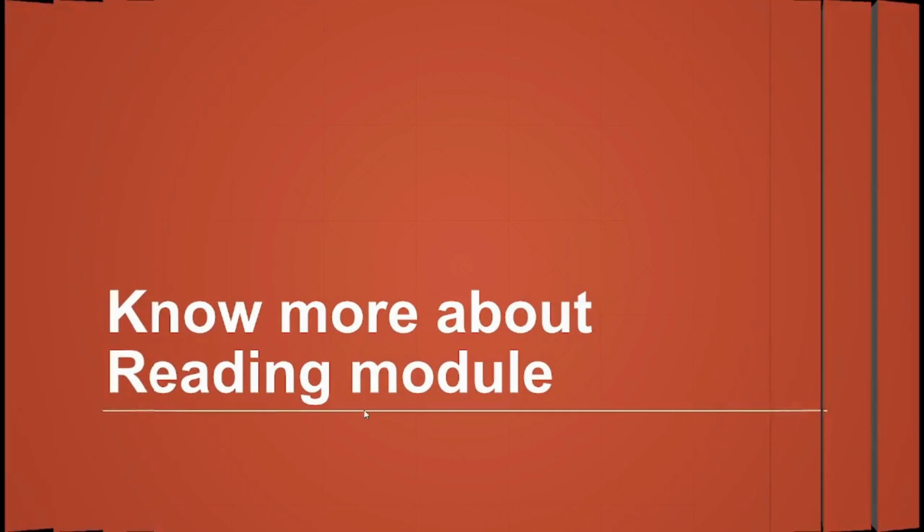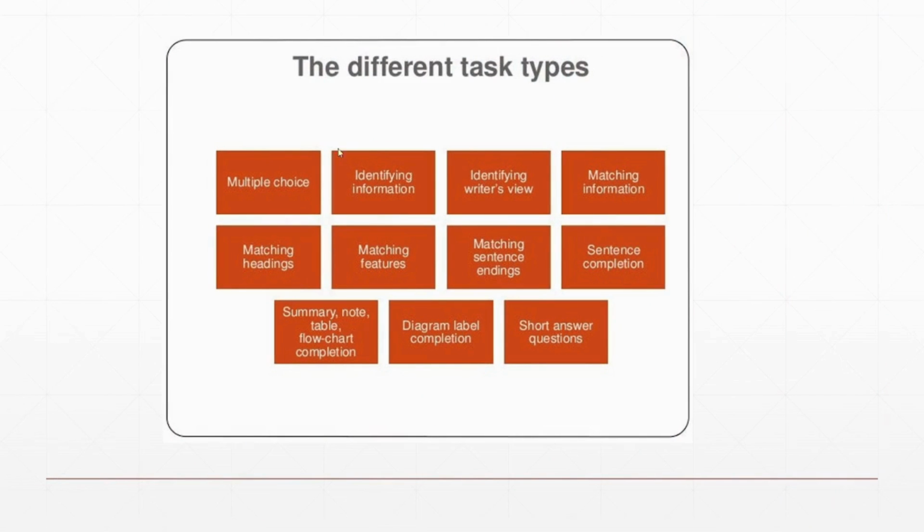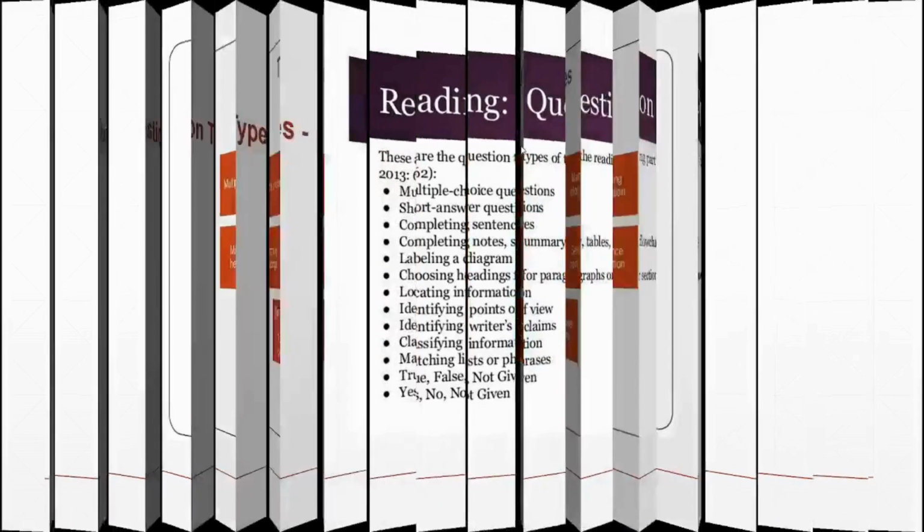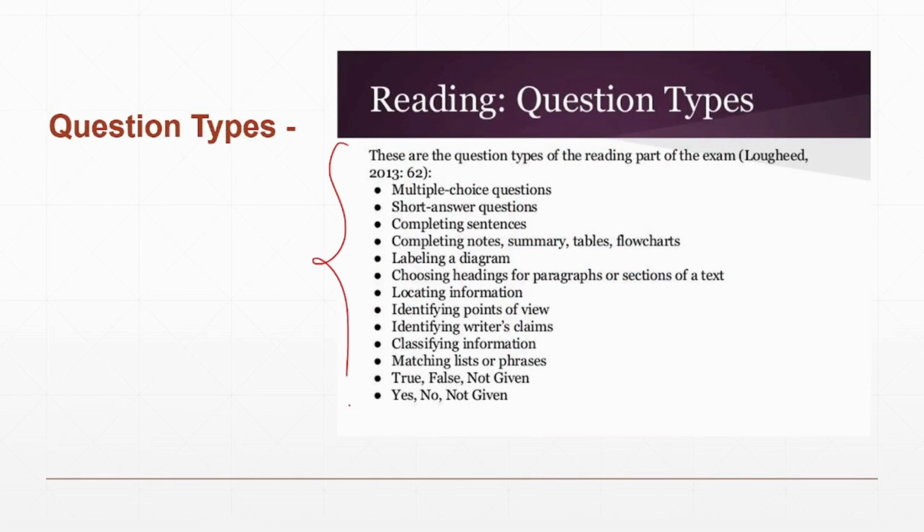Let's move ahead and see more about the reading section. So there are different tasks. We can also say different types of questions which come in the exam, such as multiple choice questions, matching questions, completion type questions, short answers, and true false or identifying the information. Now I'll tell you more about the questions in detail over here.